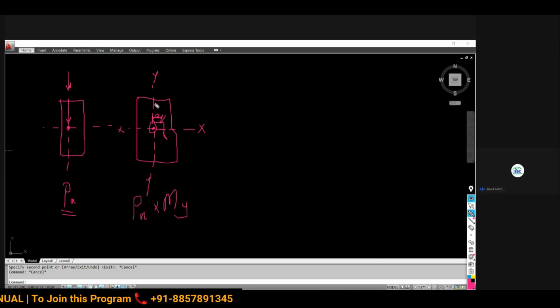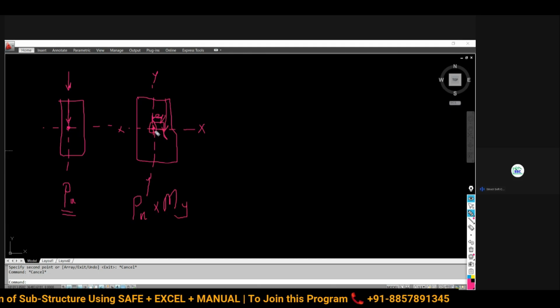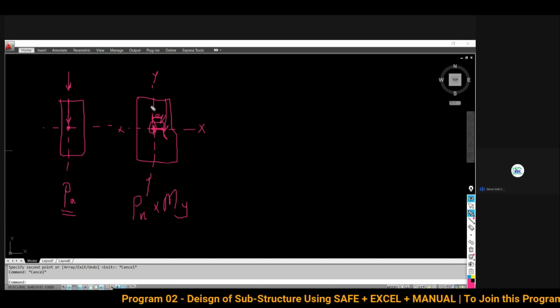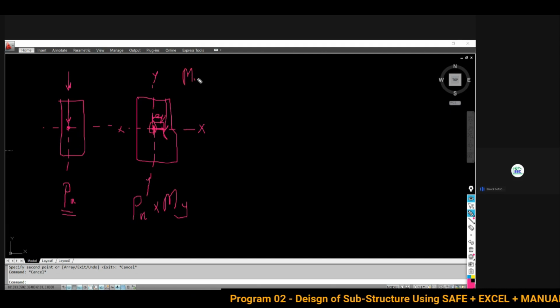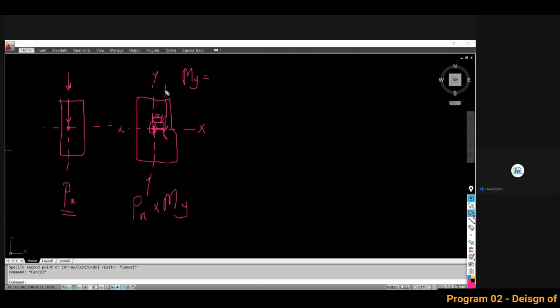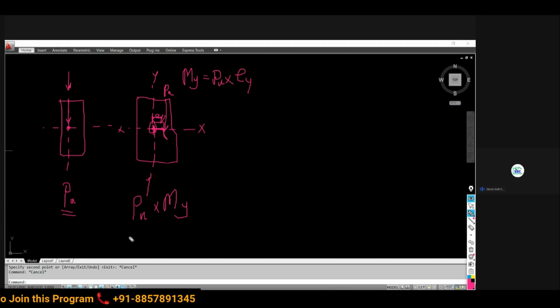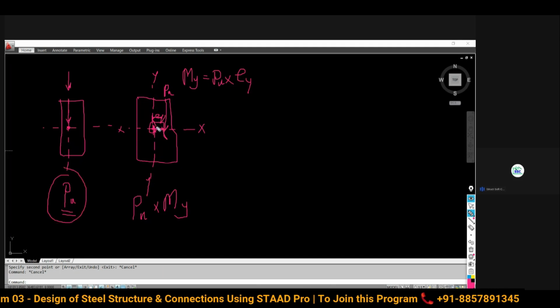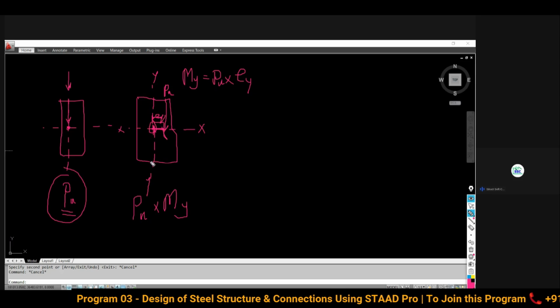So actually the load acts at this point, but about the CG, about the center, a moment is generated. That will be your what? MY, the moment about the Y axis, which equals your axial force PU multiplied by your eccentricity about the Y axis, EY. So it is the moment about the Y axis. The axial force is acting only at the center, at a distance of EY from the Y axis.